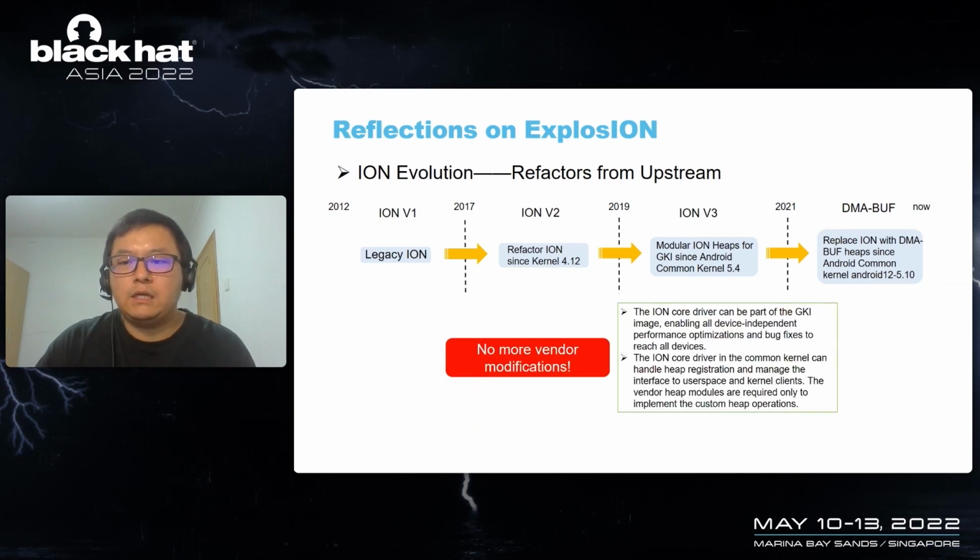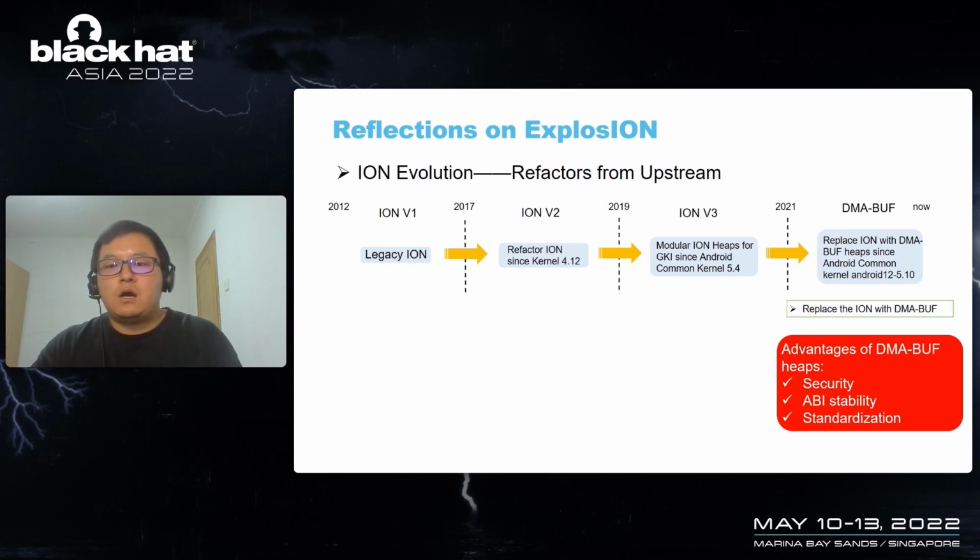In 2019, in order to adapt ION to generic kernel image, ION in Android common kernel version 5.4 introduced a framework for modularizing vendor custom ION heaps while keeping the ION core built in. To be more specific, the ION core becomes a part of the GKI image, and vendors cannot do any modification to ION core anymore. So this will definitely get rid of vulnerabilities caused by the missing patch, the wrong patch, or vulnerable modifications from vendors.